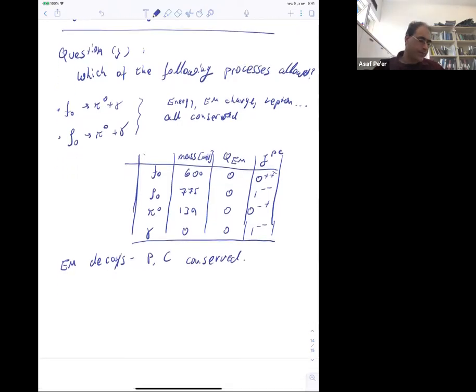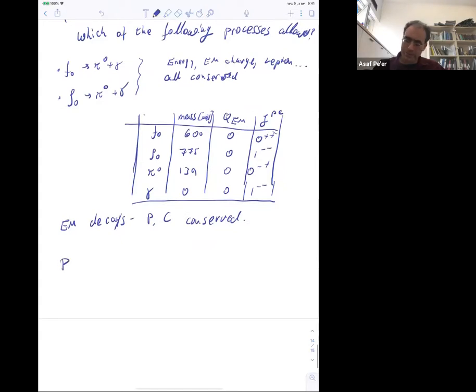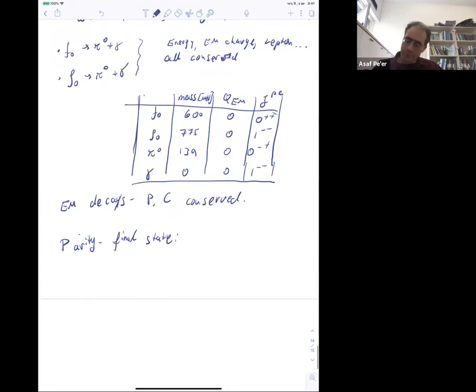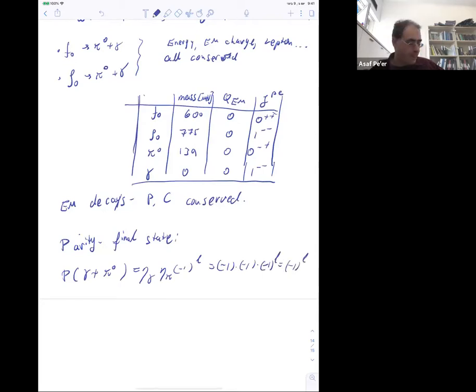Look at the parity. So what is the parity of the final state? P of photon plus pion. Right, eta photon, eta pion, and then minus 1 to the power L. So we spoke about it already. It's minus 1 times minus 1 times minus 1 to the power L. So it's just minus 1 to the power L.